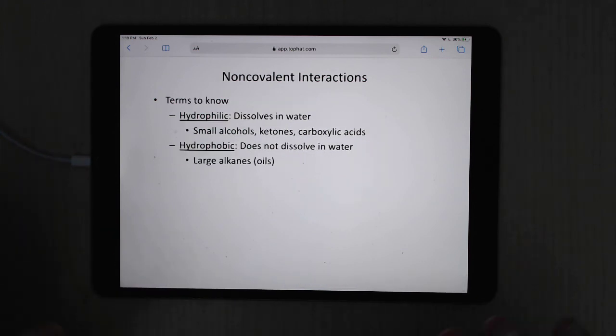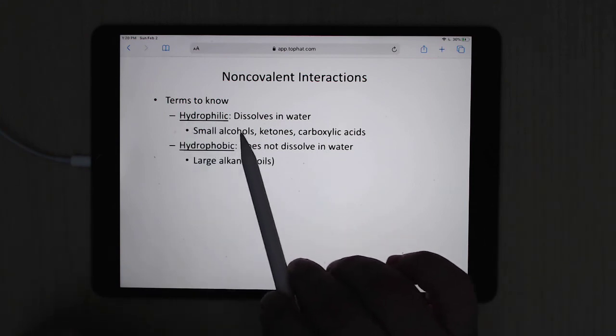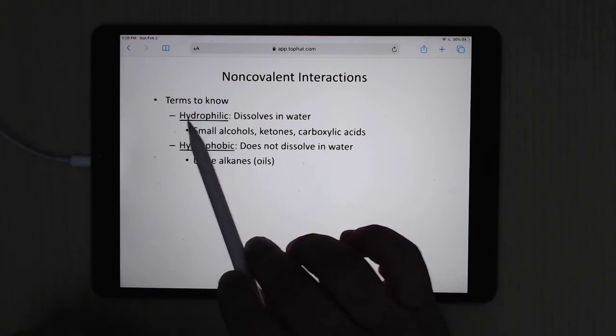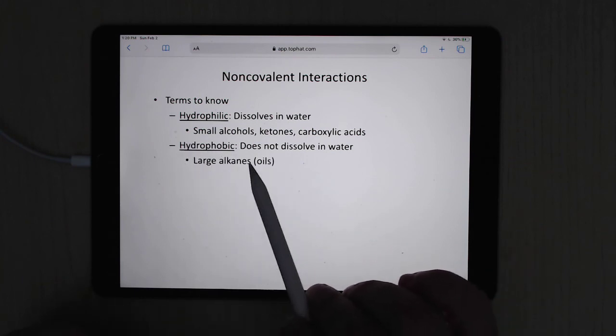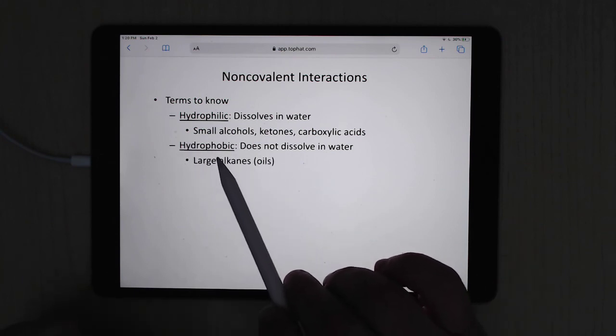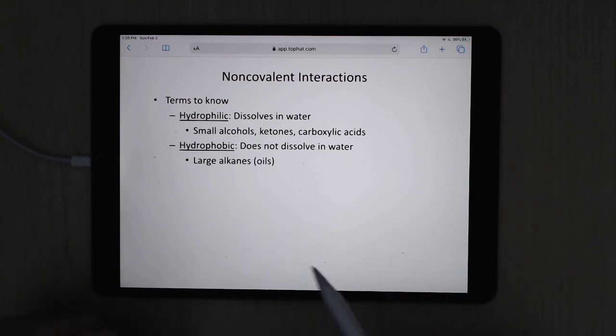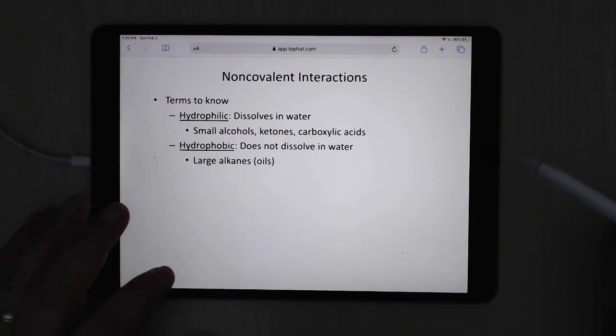Other terms to know are hydrophilic and hydrophobic. Hydrophilic just means that it dissolves in water. Hydrophobic means that it doesn't like water. So hydrophilic means water loving, and hydrophobic means water fearing. Large oils are hydrophobic. Small alcohols dissolve easily in water.